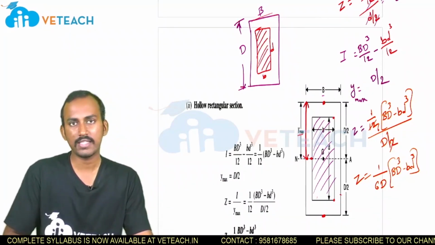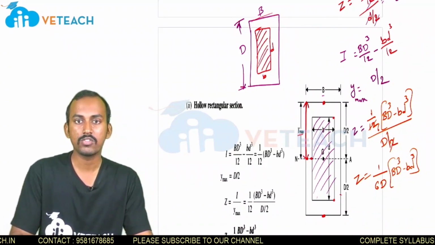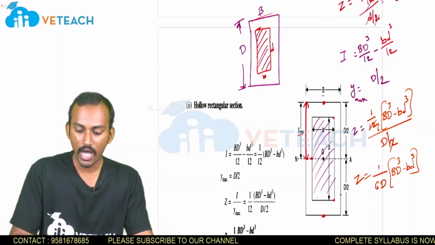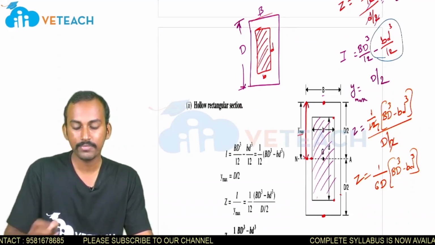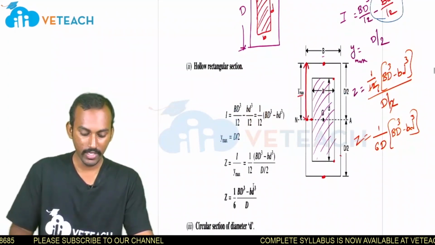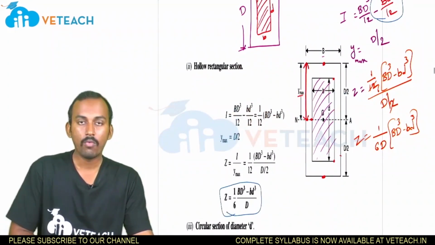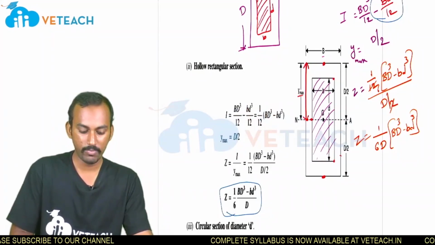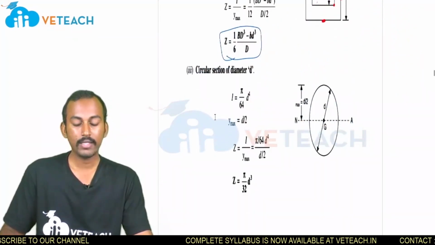The procedure is exactly the same. Previously it was a solid part, now it is this hollow part, this additional part is added. So nothing, no difference is there. So this is the Z value for a hollow rectangular section, 1 by 6 into BD cube minus bd cube by D. The next one is circular section.